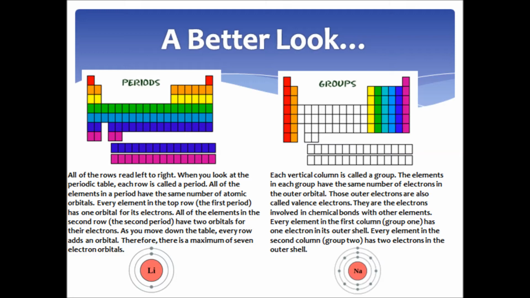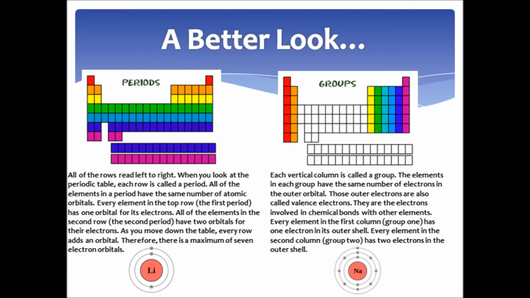Now looking at groups, or families. Each vertical column is called a group. The elements in each group have the same number of electrons in the outer shell. Now with periods, we're looking at atomic orbitals or electron shells, the things the electrons follow, basically.